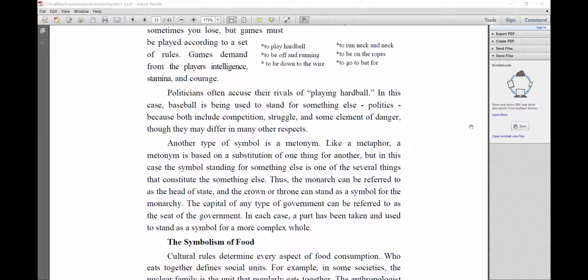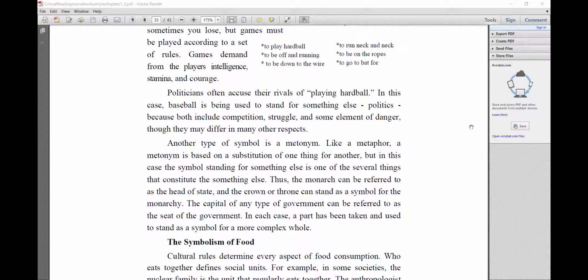Another type of symbol is metonym. Like a metaphor, a metonym is based on substitutions of one thing for another.